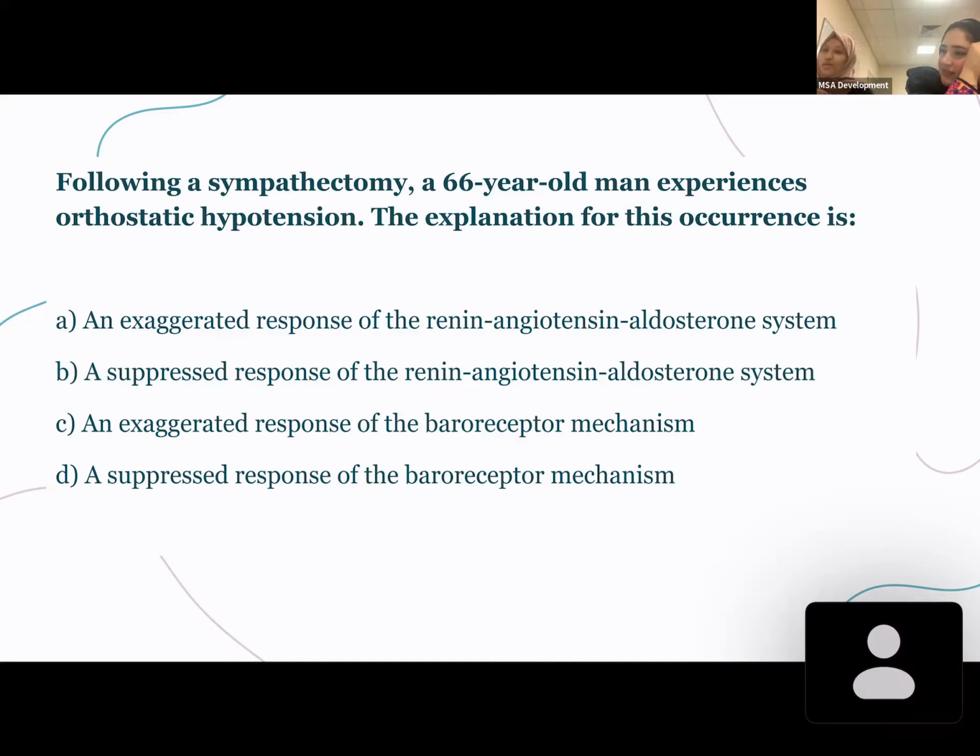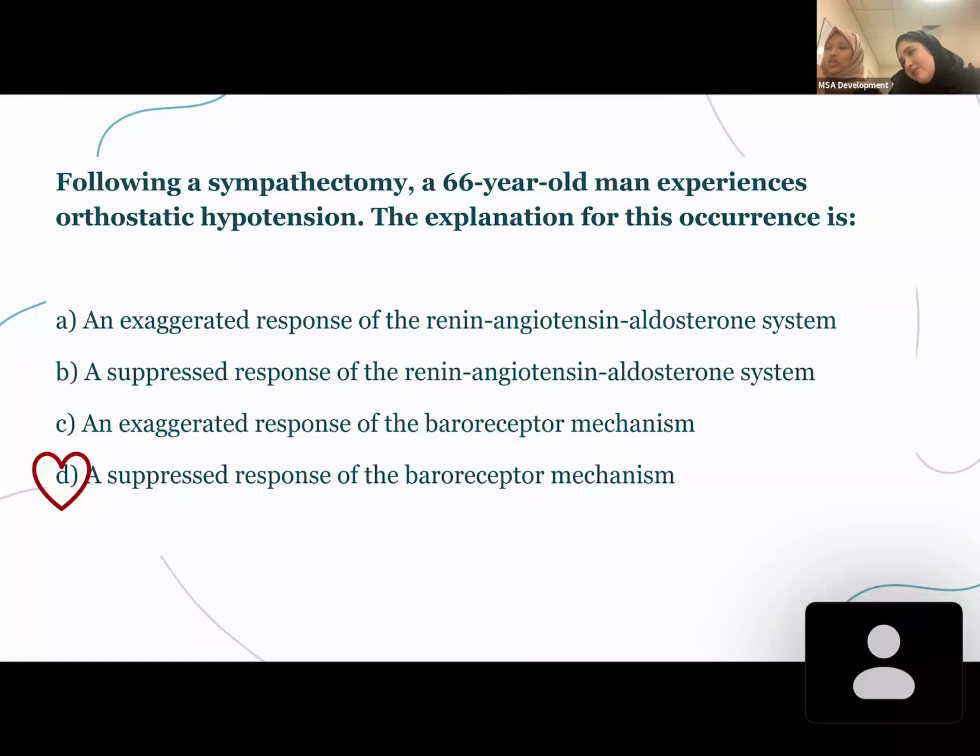You can see from the sign too, orthostatic hypotension. That's not normal. Orthostatic hypotension is when a person just stands up and their blood pressure directly goes down. This is usually not normal, and this is due to a suppressed response of the baroreceptor mechanism. Exactly. Usually it activates the baroreceptor mechanism, and if we remove the sympathetic nerves, what will happen? The baroreceptor is not going to be activated.